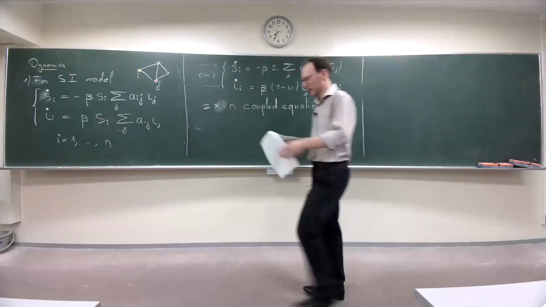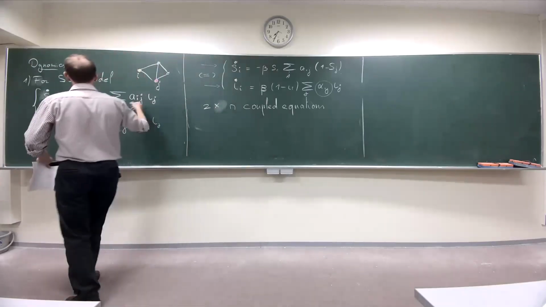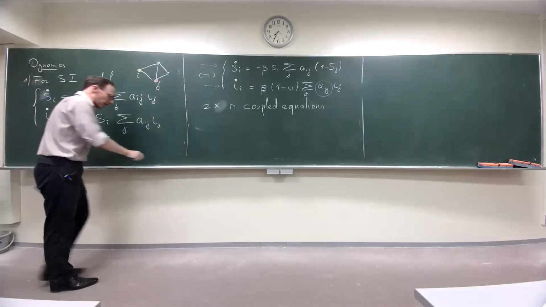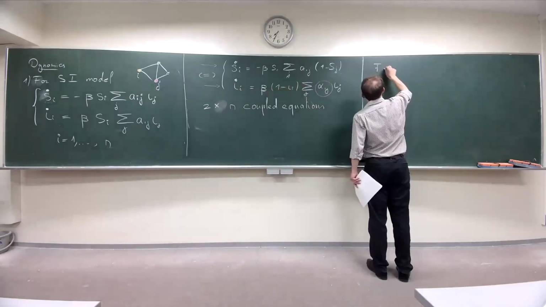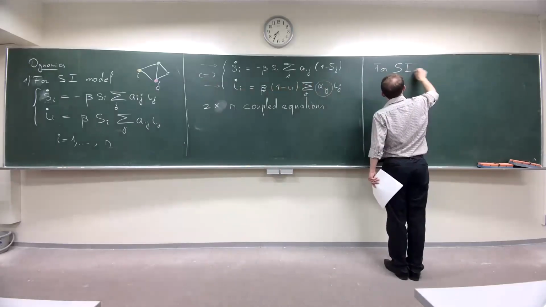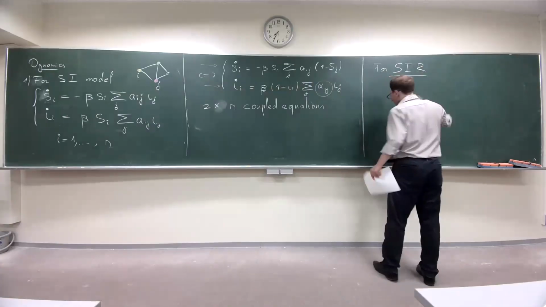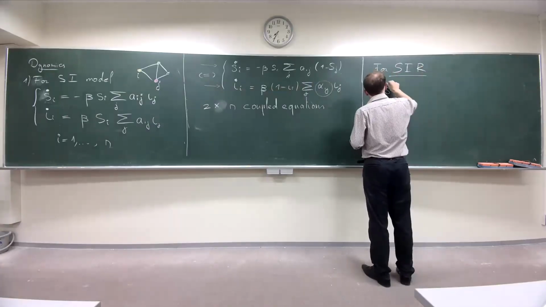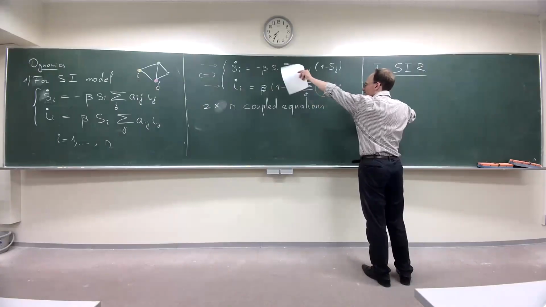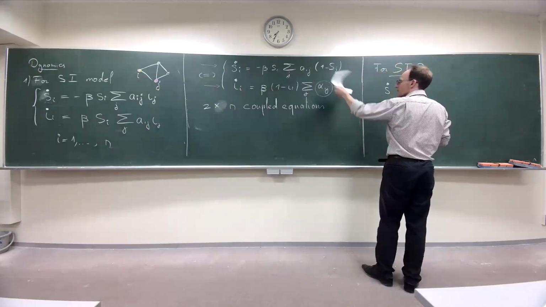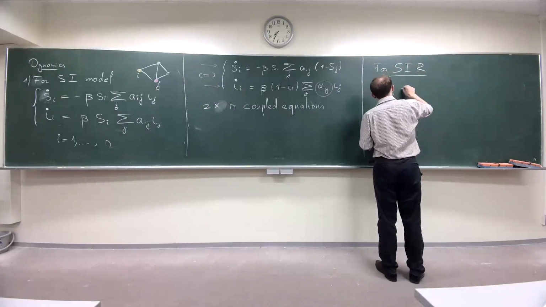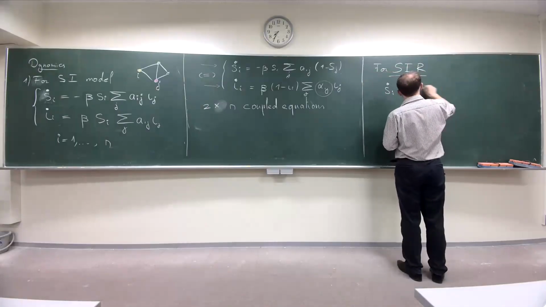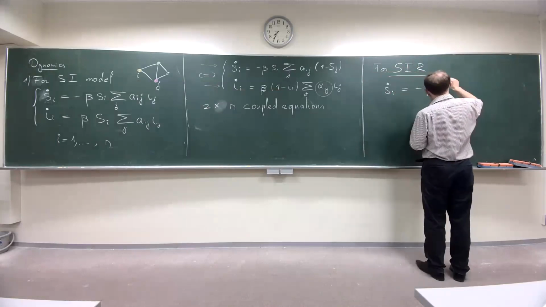Okay, so you have a 2n system of equations. This is for the SI model. Now for the SIR model, it's worse because it's no more decoupled. But it's decoupled in these two lines. You can guess the equation. It's going to be the same for the first one.